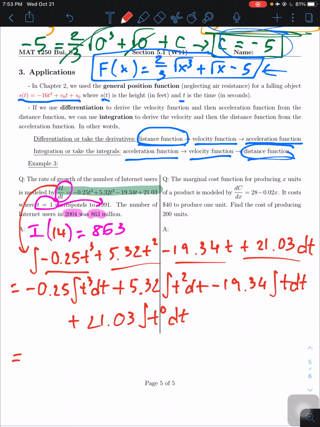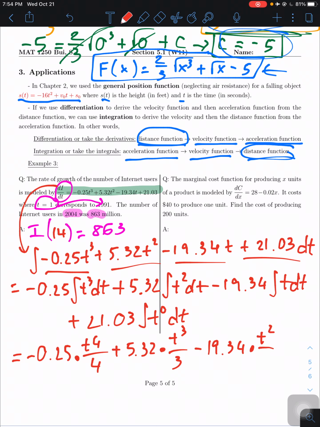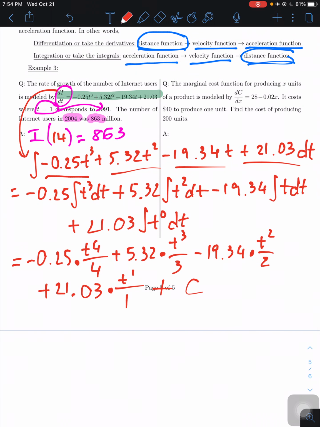Well, in short, we're just going to have negative 0.25 in here. It's going to be t to the 4th power divided by 4, and then 5.32 times t cubed divided by 3, and then minus 19.34 times t squared divided by 2, and then 21.03 times t to the 1st power divided by 1, and then plus c for all the integrals in dt.